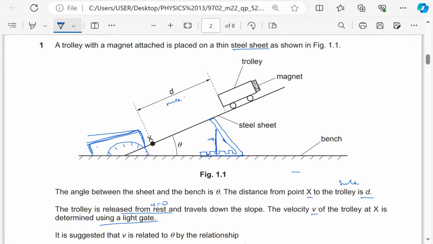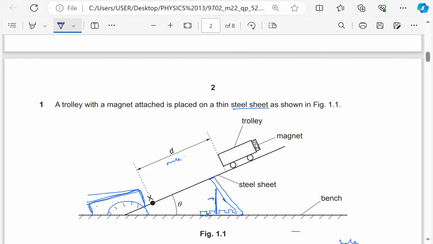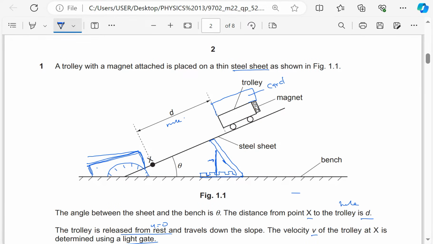So here there is no option for measuring time. I'm going to use a light gate. Since I'm using only one light gate, the best thing I will do is attach a card onto this trolley. So this is going to be a card. And of course, as soon as the card reaches the position of the light gate, the timer starts, and as soon as the whole card has gone past X, the timer should be able to stop.